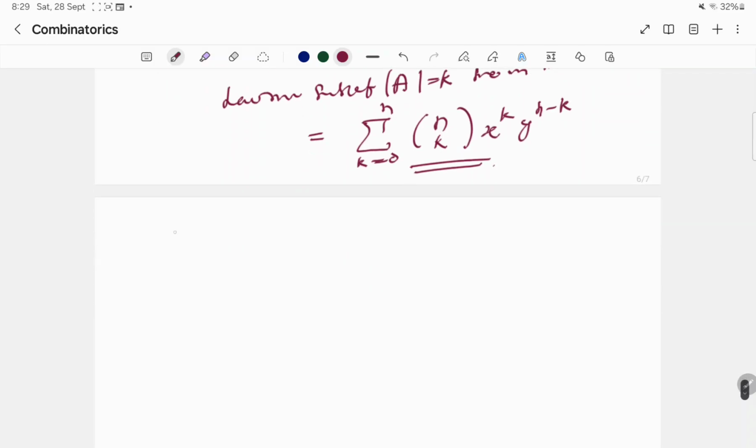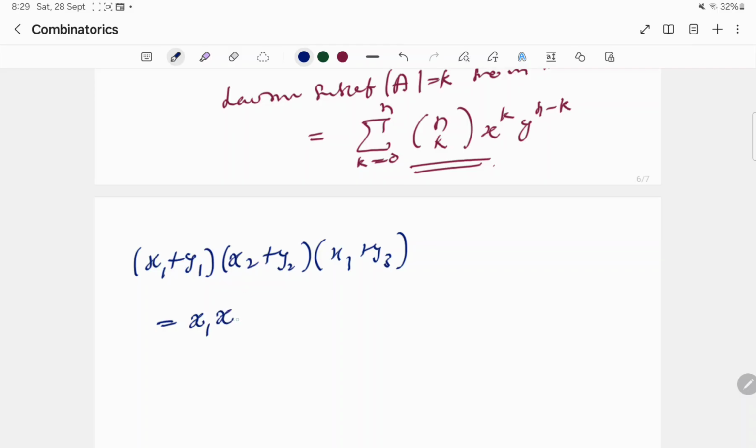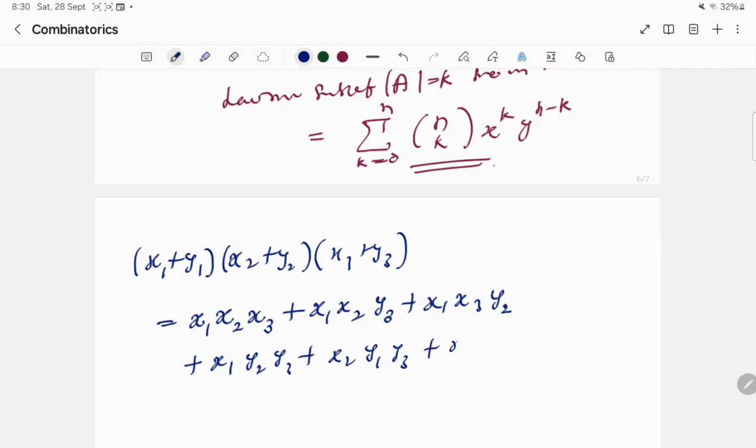Okay, so I will illustrate this using an example. You try to find out x1 plus y1, x2 plus y2, and x3 plus y3. So this product will look like this: x1 x2 x3, x1 x2 y3, x1 x3 and you have y2, because it has to be completely opposite. And x1 with y2 y3, x2 with y1 y3, x3 with y1 y2. So I have 6 terms.